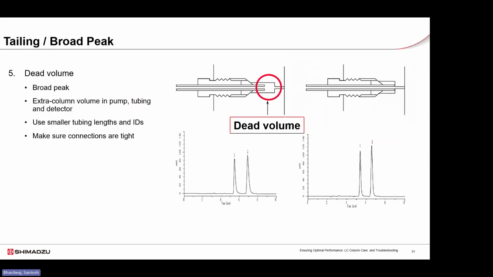Extra column dead volume is a common cause of peak broadening. It occurs when there is long or wide tubing, loose connections, or a large detector flow cell, all of which increase the band dispersion before reaching the detector. To minimize this effect, use short, narrower tubing. Ensure that all connections are properly tightened, firm but not overtightened, especially at the column outlet. Dead volume issues are more pronounced in UHPLC systems as they are much more sensitive to even a small increase in extra column volume.